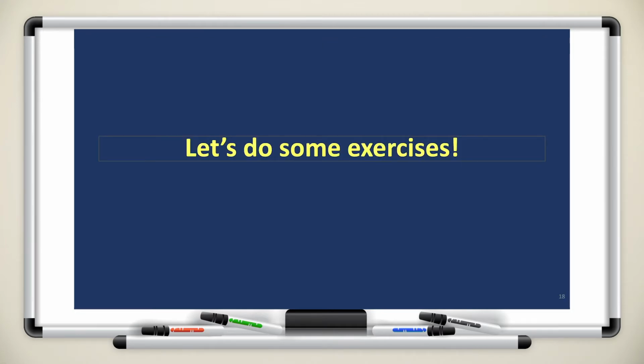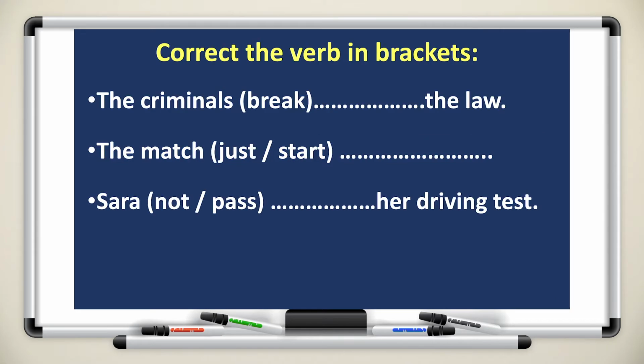Now we're ready to try some exercises. Let's look at them together. The criminals break the law. What do we do here? We look at the word criminals. It's in the plural form. So what are we going to add? The criminals have, excellent, broken the law, because break, when we turn it into the verb past participle, will be broken. Now I'll let you pause the video, try to answer the next two questions, and then come back to check. I'm sure you got them right.